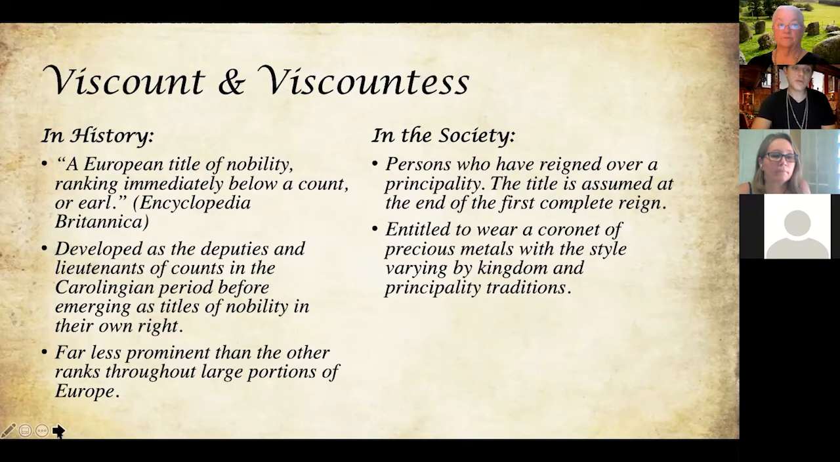Next, we go to viscounts and viscountesses. In Europe, this ranked between the counts and the barons below them. And originally, they were not considered nobles at all. They were the deputies of those counts and of those earls. Particularly in the Carolingian period of France and Germany, they were seen as an emerging officer of the higher nobles that eventually evolved into a noble title within their own right later in period.